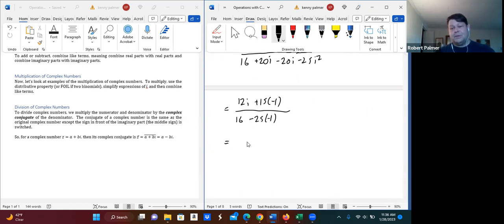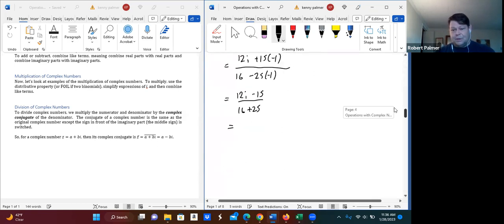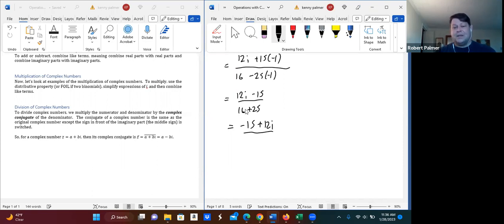Okay, now continue to simplify. So at the top, we have 12i plus minus 15. And down here, we have 16 plus 25. Okay, then I'm going to just turn this around. So the real part first, negative 15, then plus 12i. Down here, we have 16 plus 25, which is 41.